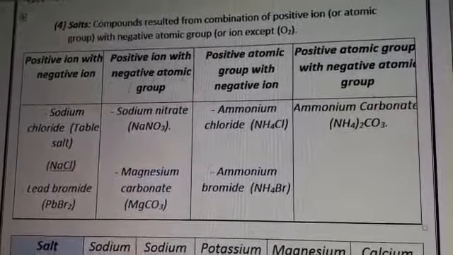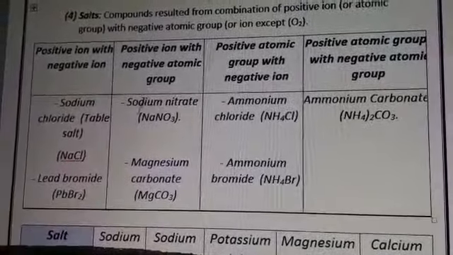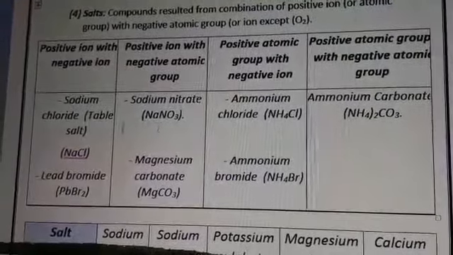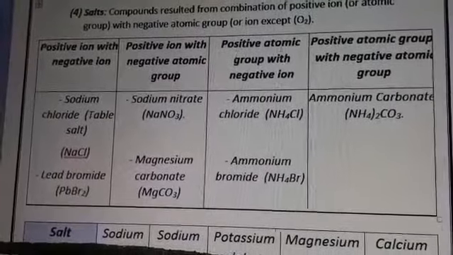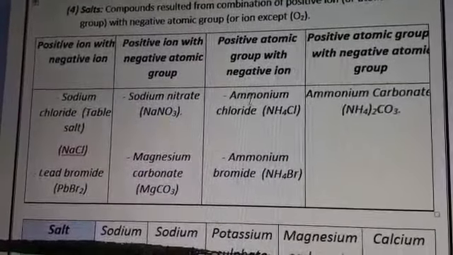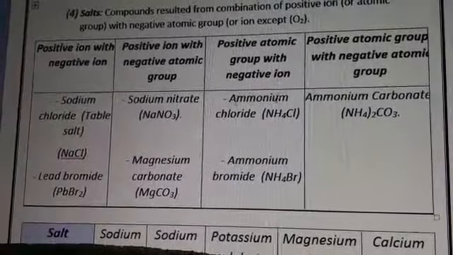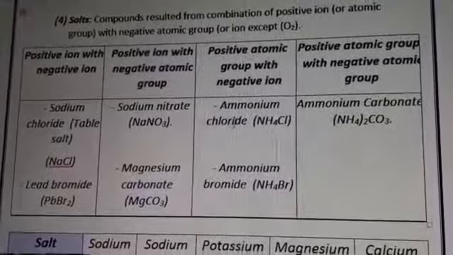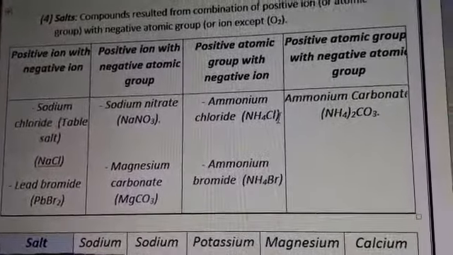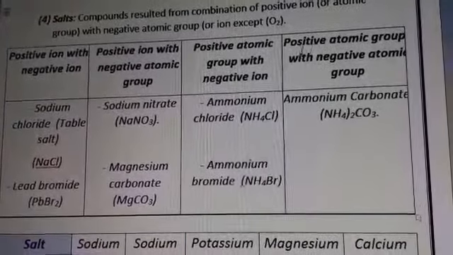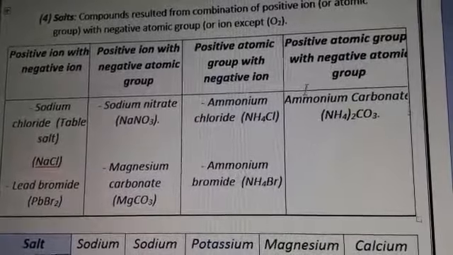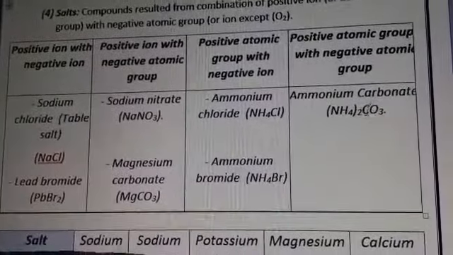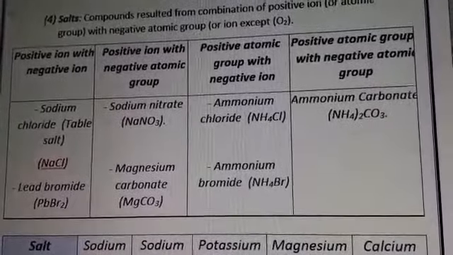Positive ion with negative atomic group, like sodium nitrate. Sodium is a positive ion and nitrate is a negative atomic group, NaNO3. Positive atomic group with negative ion, ammonium chloride. Ammonium is a positive atomic group, while chlorine is a negative ion, NH4Cl. The last one is formed from a positive atomic group with a negative atomic group, like ammonium carbonate. Ammonium is a positive atomic group, carbonate is a negative atomic group.